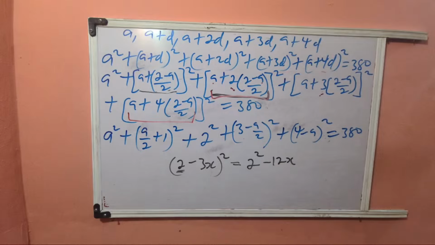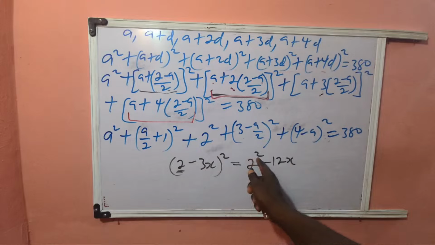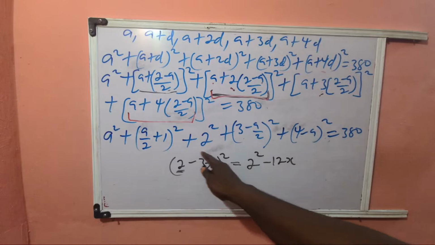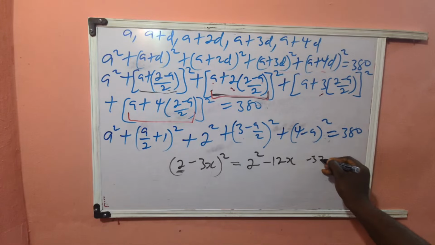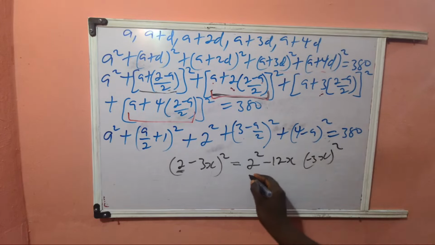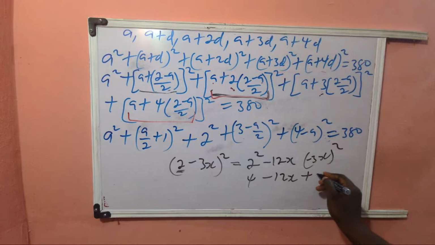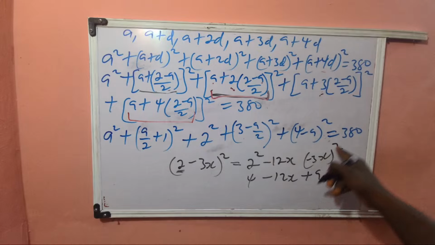And the last term, you will take the second term now. Don't forget, the first one you took the first term raised to power 2. You will now take the second term also raised to power 2. That will be minus 3x all squared. So this will be 2 squared, that will be 4, minus 12x, then plus 9x squared, because minus 3 squared is 9, x squared here.